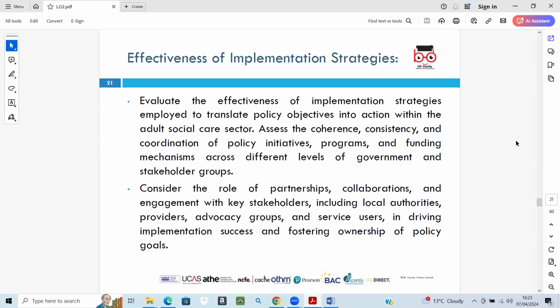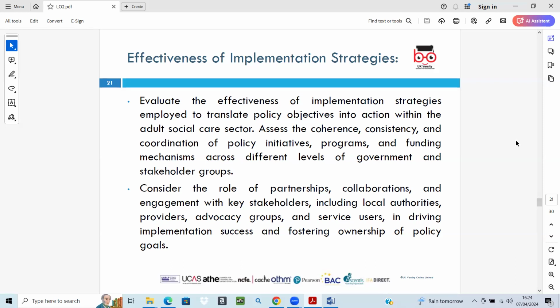Then we can say that for implementation strategies across different levels of government and within different organizations, we always consider whether there are disparities or inconsistencies that could impact the effectiveness of policy implementation. Then we look for the coordination among stakeholders, including government agencies, local authorities, and care providers, and how well these groups work together to implement policy initiatives and address challenges collectively.